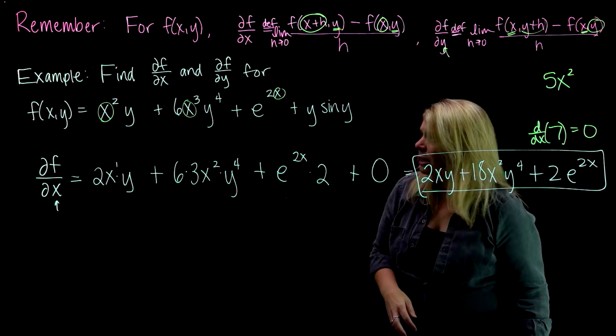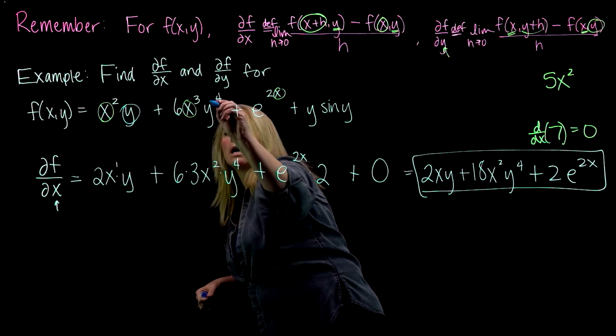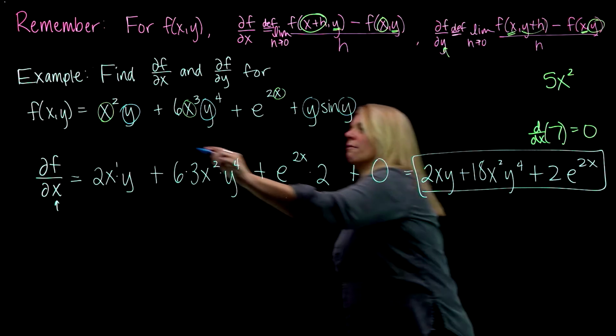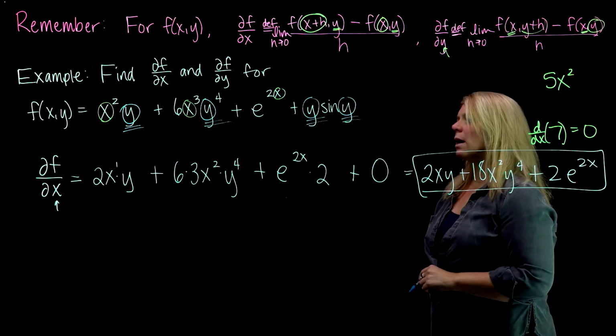All right, so I'm going to go ahead and circle all of those y's here. There's a y, and I've got a couple of y's here. So being careful about that, just underline them so you're clear about where those y's are.